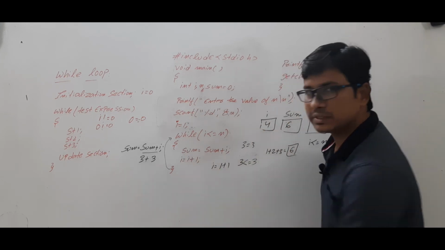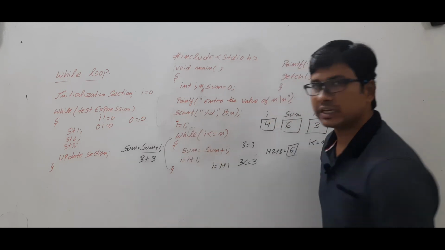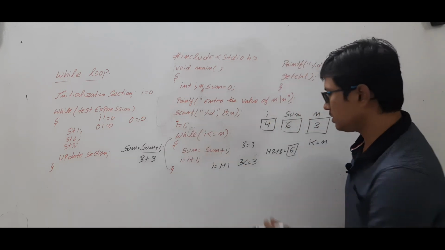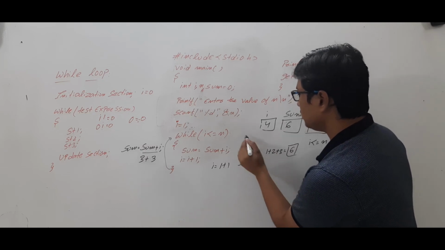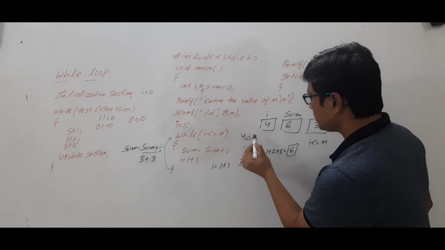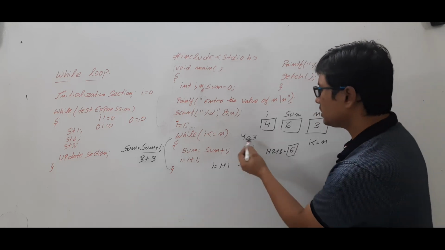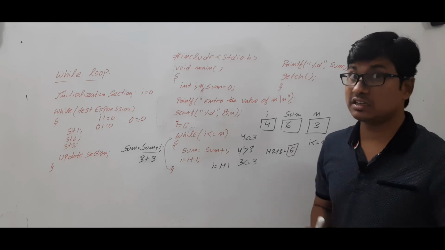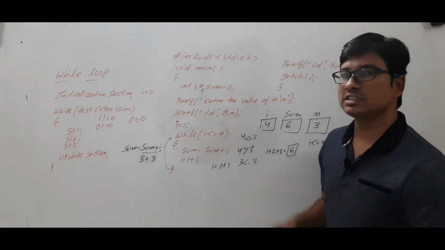After these two statements are executed, again it will go to the test expression. What is the test expression? I less than or equal to 3. What is the current I value? 4. What is the current n value? 3. This is what you are checking. But tell me, what is true? 4 is greater than 3. 4 is not less than or equal to 3. So the condition is failed.